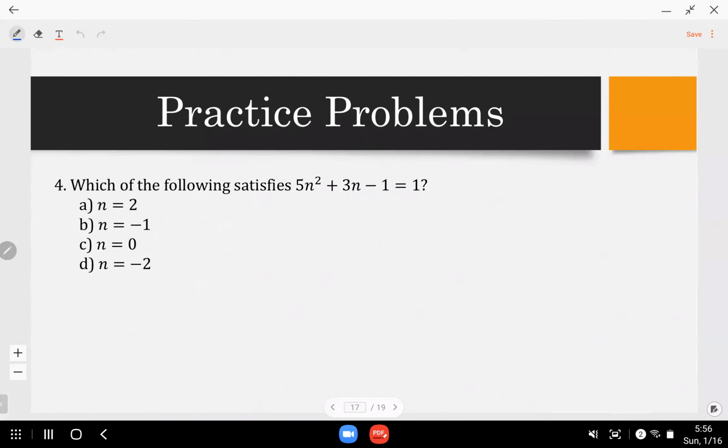All right, so our fourth question here is: which of the following satisfies 5n squared plus 3n minus 1 equals 1? We have some choices here. I'm not going to give you that much time for this one because we are running out of time. Sorry if you don't have enough time, but we're just going to have to move a bit faster. I'll give you about 1 minute or so, and then we should be able to finish in time.